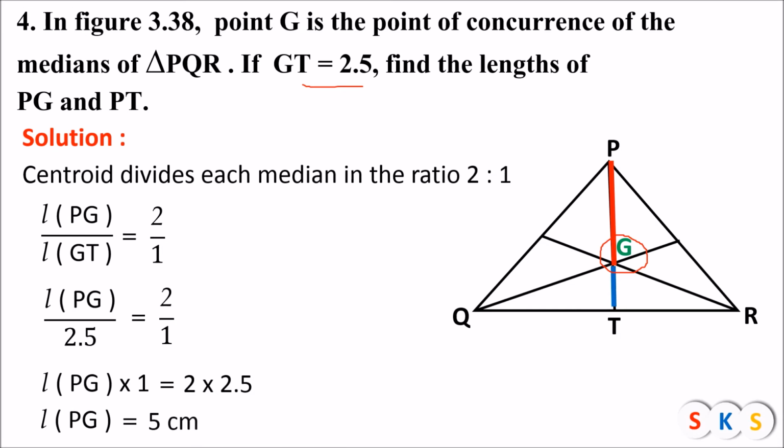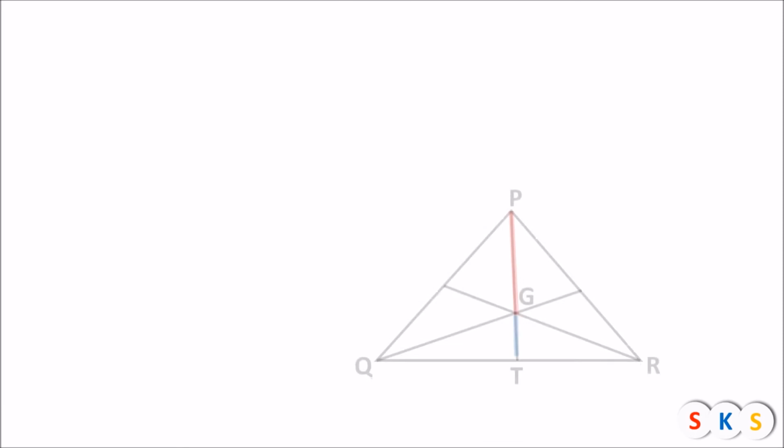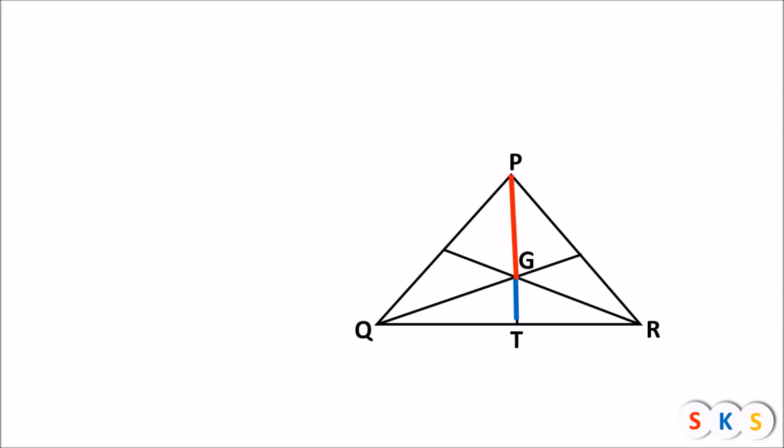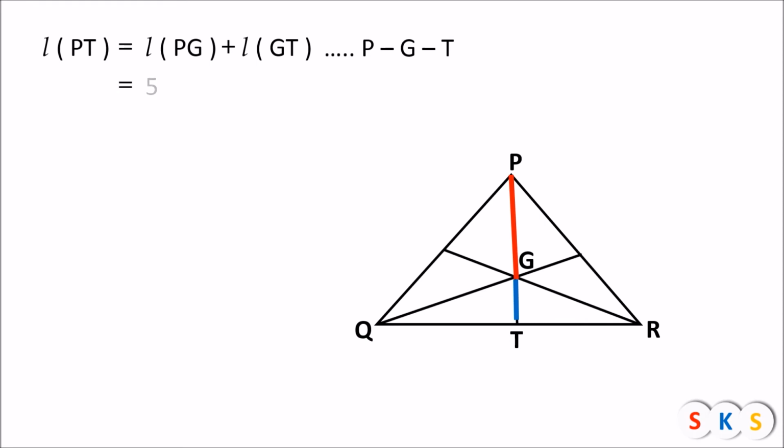Now we have to find PT. In this figure PT is the sum of two segments, PG and GT. If I add PG with GT, we get the length of segment PT. Therefore, length PT equals length PG plus length GT, since P, G, T are collinear points. In place of PG we write 5, and in place of GT we write 2.5, and 5 plus 2.5 gives us 7.5. Therefore, length PT equals 7.5 units.